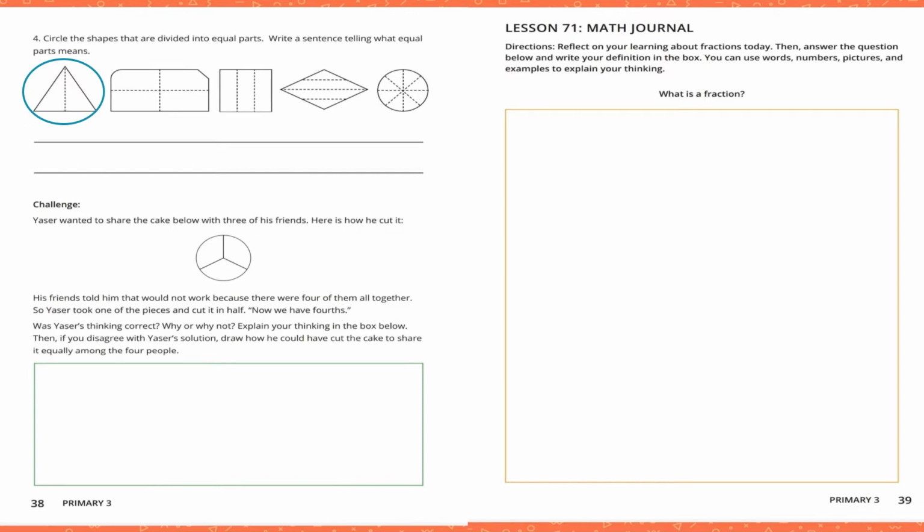Here, this shape has 3 parts. Are they equal? Yes, so I will circle it. This shape, divided into equal parts? No, focus here. This part is not like this, is not like this. So I will not circle this shape. The last shape, this circle, divided into equal parts? Yes. Now let's write a sentence telling what equal parts mean.